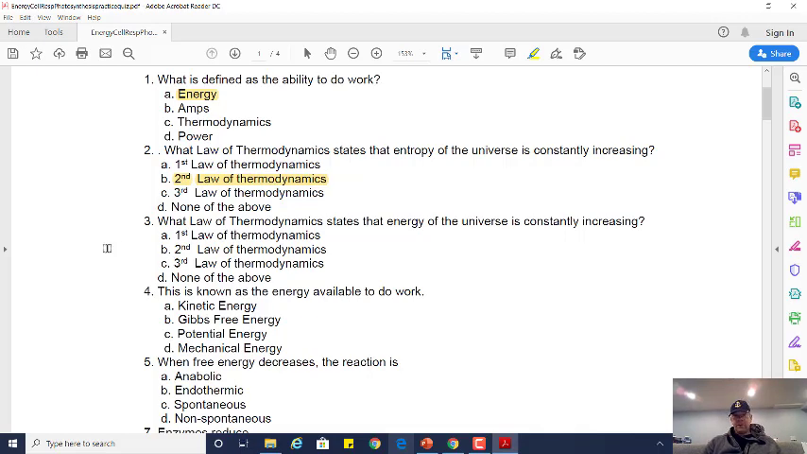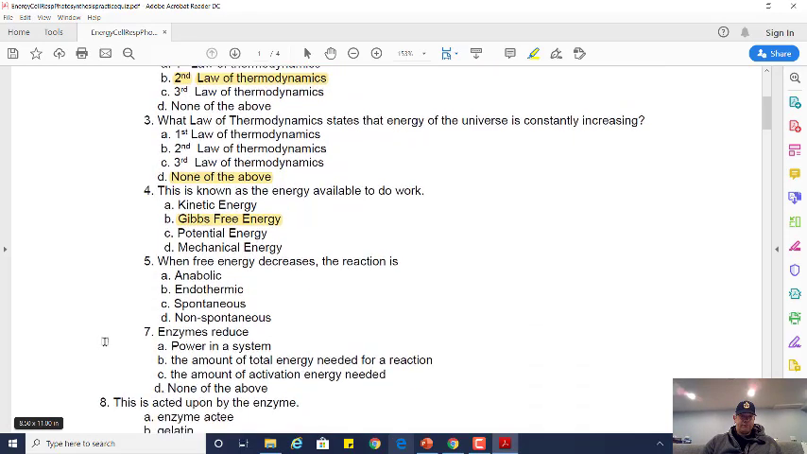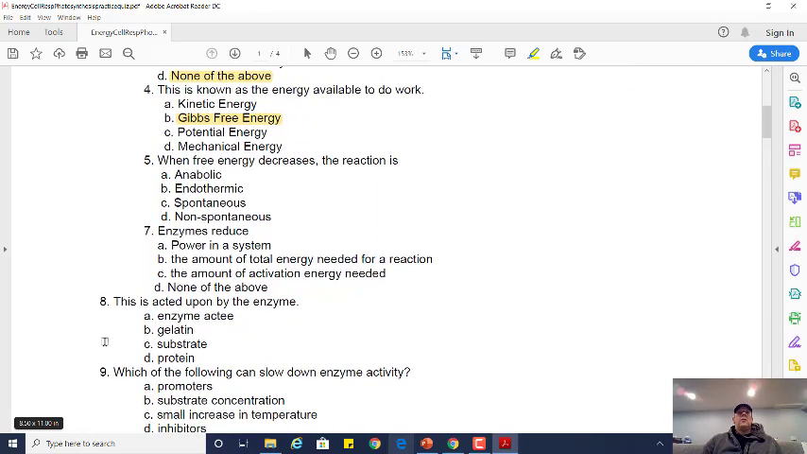Number 3 is a little bit of a trick question. What law states that energy is constantly increasing? And that's none of the above. First law states that it's constant. Number 4, this is known as the energy available to do work. That's free energy, or also known as Gibbs free energy. When free energy decreases, we say those reactions are spontaneous.